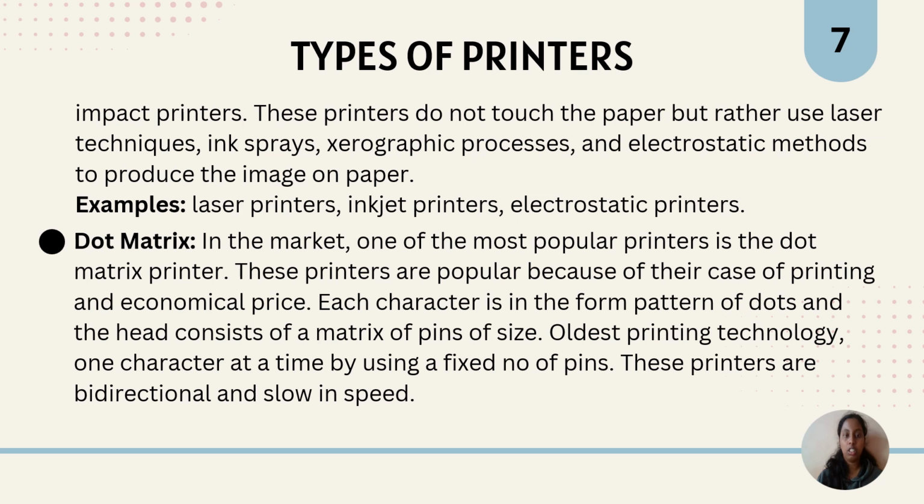Dot matrix. In the market, one of the most popular printers is the dot matrix printer. These printers are popular because of their ease of printing and economical price. Each character is in the form of patterns of dots and the head consists of a matrix of pins of varying size. It is the oldest printing technology, printing one character at a time by using a fixed number of pins. These printers are bidirectional and slow in speed.